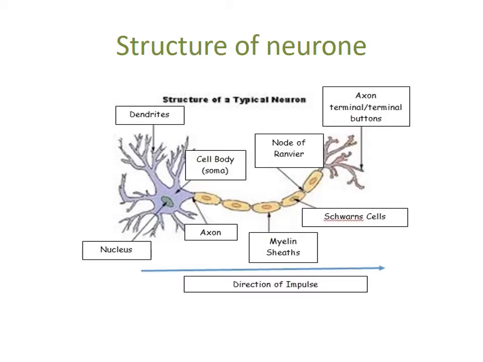When we think about the structure of the typical neuron, the main parts included are, as you can see in the picture, cell body, nucleus, dendrons and dendrites, axon, myelin sheath, node of Ranvier, Schwann cell, and also nerve endings or terminal buttons. Those are the parts in a typical nerve cell or a neuron.